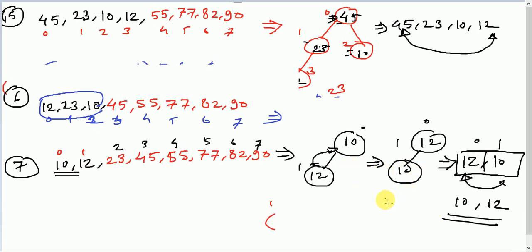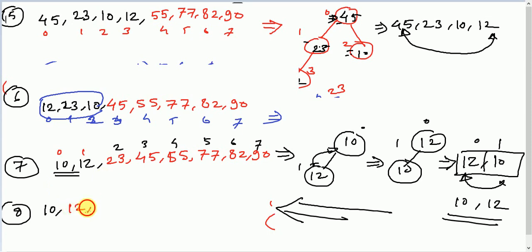Now after swapping these two, at the beginning of the 8th pass we get the array as 10, 12, 23, 45, 55, 77, 82 and 90. Only one element is remaining, and an individual element is already sorted. So this is how we go for heap sort.